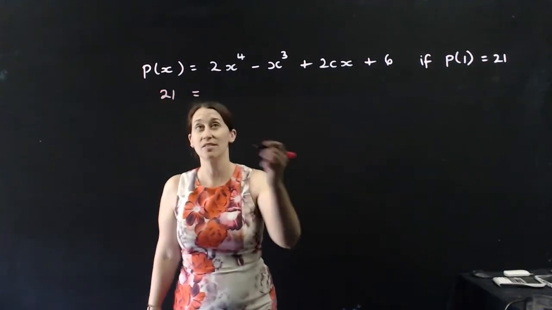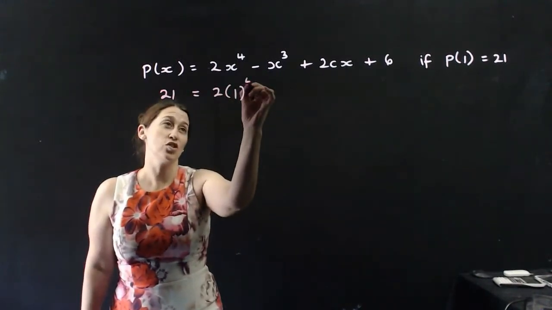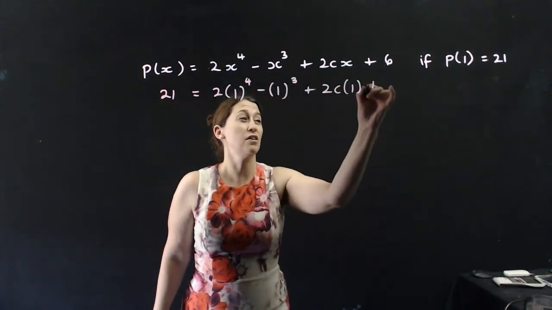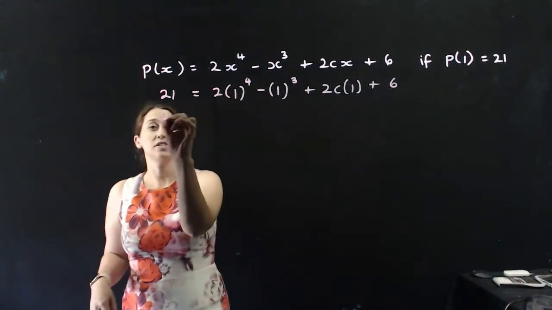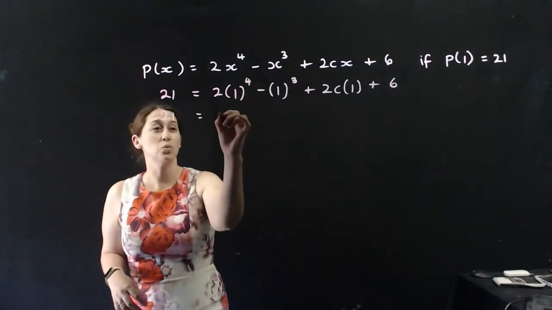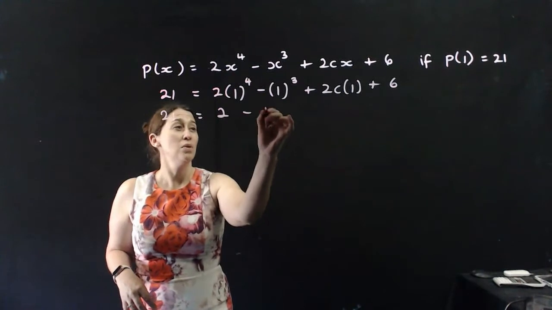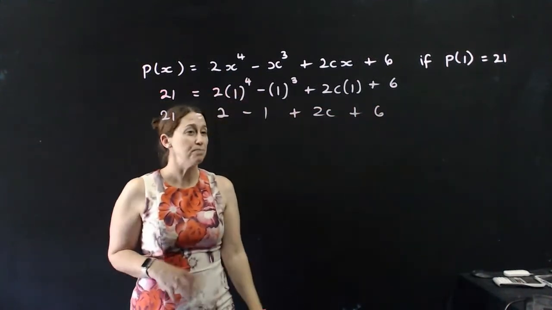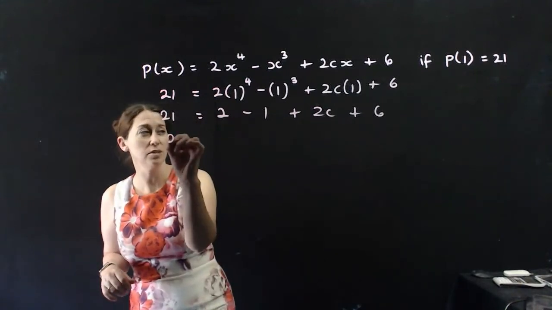So I'm going to sub in when x is 1 now. As always, I just do the straight substitution first, and then I can tidy it up later. So 21 equals 1 to the power 4 is 1, so that's just 2, minus 1, that's just plus 2c, plus the 6. Collect together any like terms.